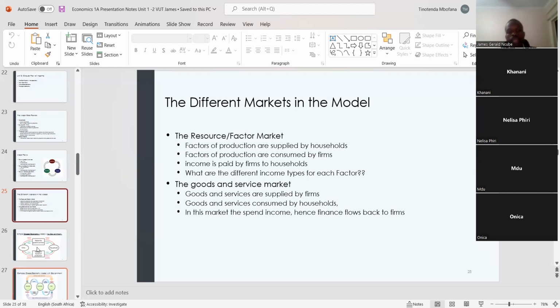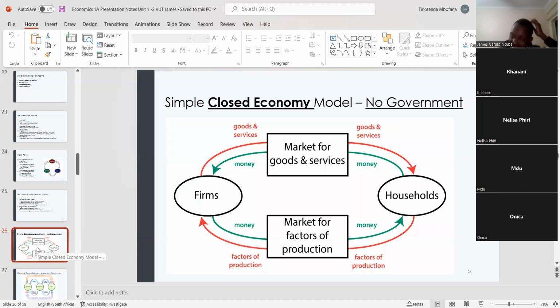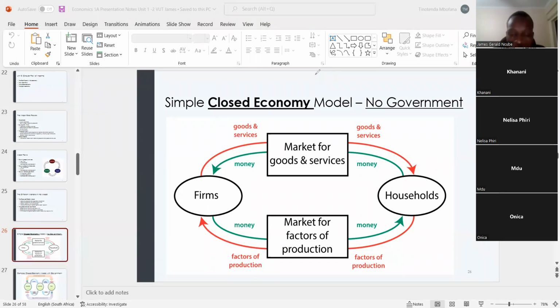Then how do these two markets interact? Now it starts to get slightly more complicated, so don't lose me here. If you lose me, please highlight so that I can explain further. Remember, we said that there are two types of markets: the market for goods and services, and the market for factors of production, or what you call the factor market. Market number 1 here and market number 2 here.